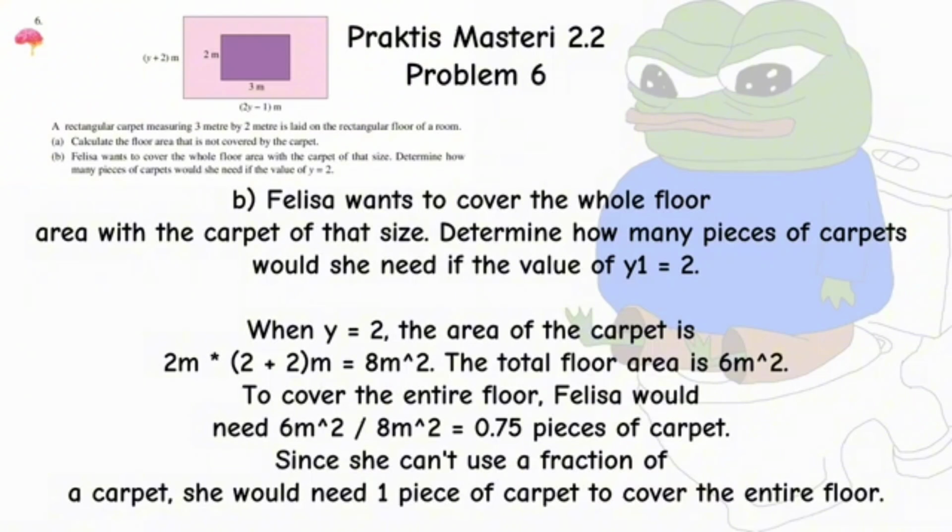When y equals 2, the area of the carpet is 2 meters × (2 + 2m) equals 8 square meters. The total floor area is 6 square meters. To cover the entire floor, Felisa would need 6 square meters ÷ 8 square meters equals 0.75 pieces of carpet. Since she can't use a fraction of a carpet, she would need 1 piece of carpet to cover the entire floor.